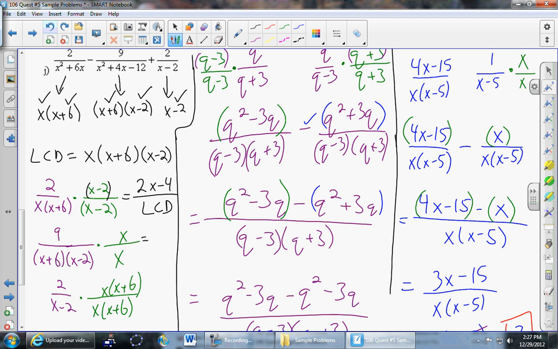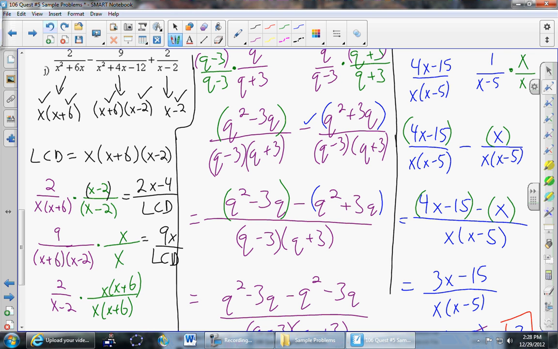Next one. x times 9, that's easy. That's 9x. What's in the denominator? x plus 6, x minus 2, x. x plus 6, x minus 2, x is the LCD. That's the point. That's why we put the stuff in green, to turn the denominator into the LCD.